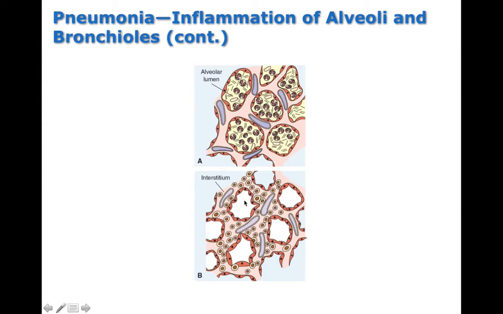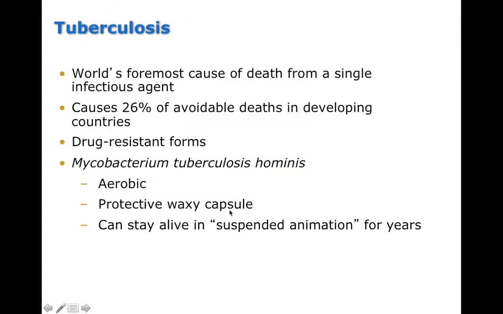However, there will be some mucus production that can lead to a minor productive cough. Now, with tuberculosis, we find that this is actually the world's foremost cause of death from a single infectious agent. And this is right next to things like malaria. Now, it actually leads to 26% of avoidable deaths in developing countries.